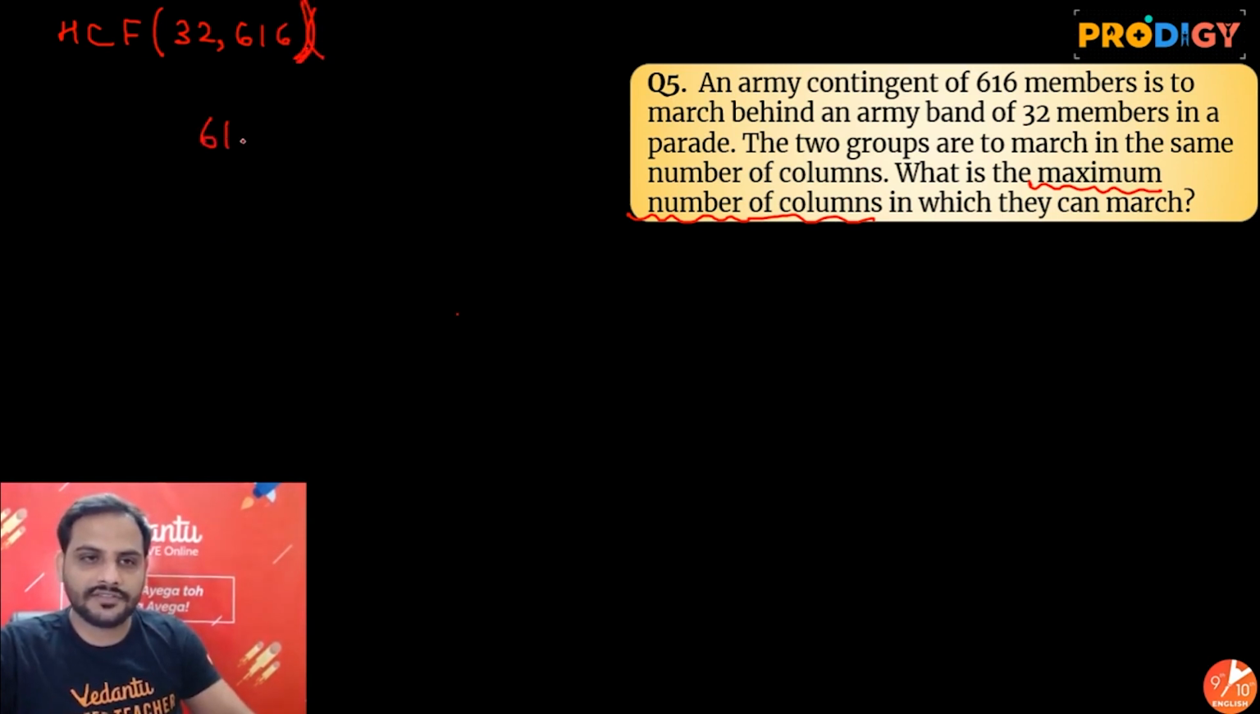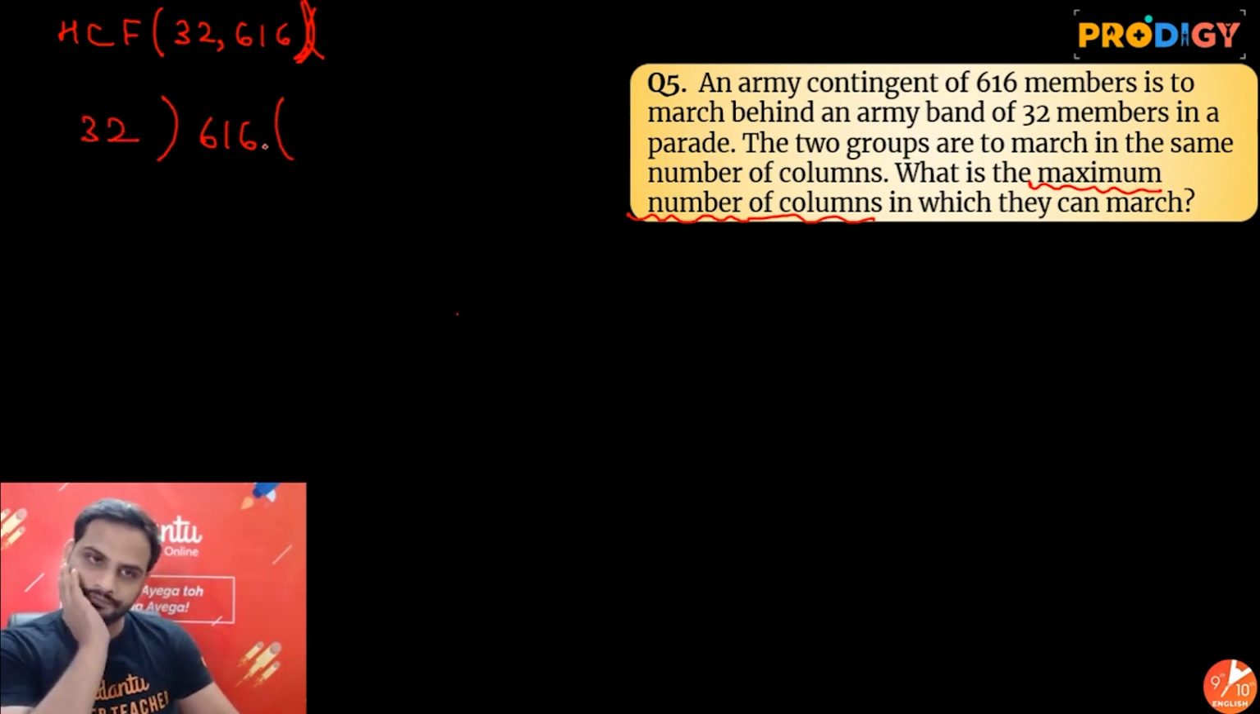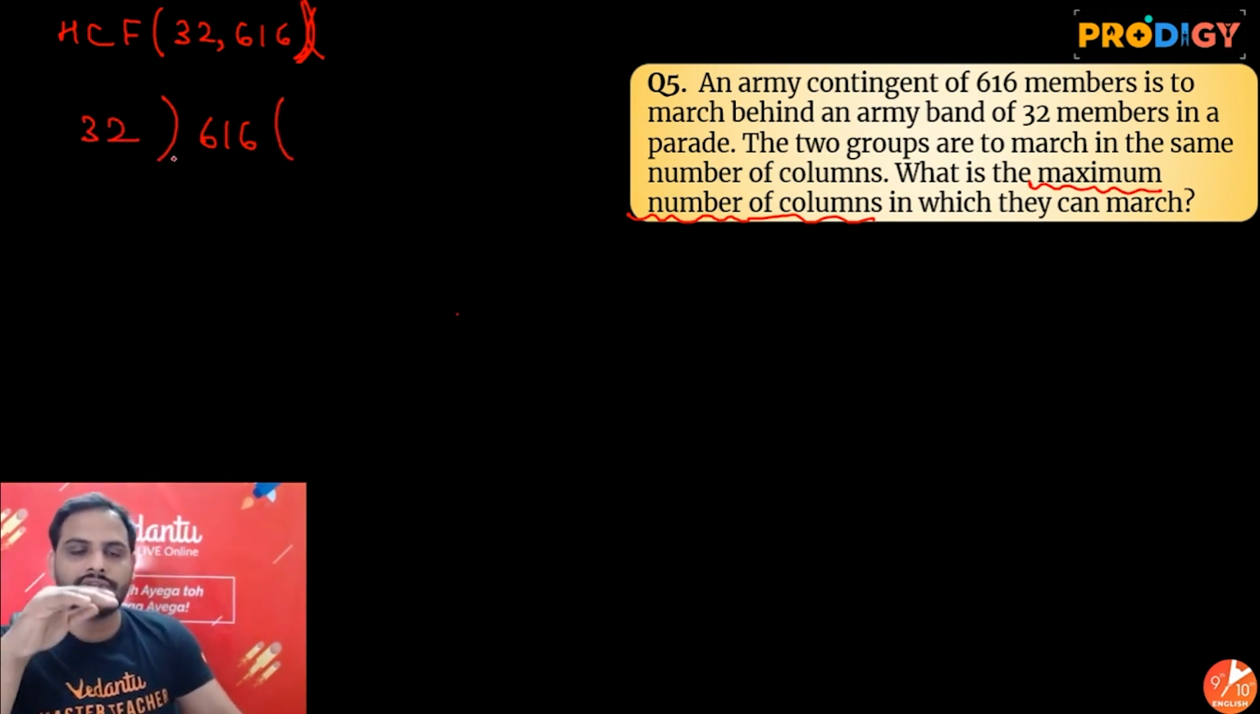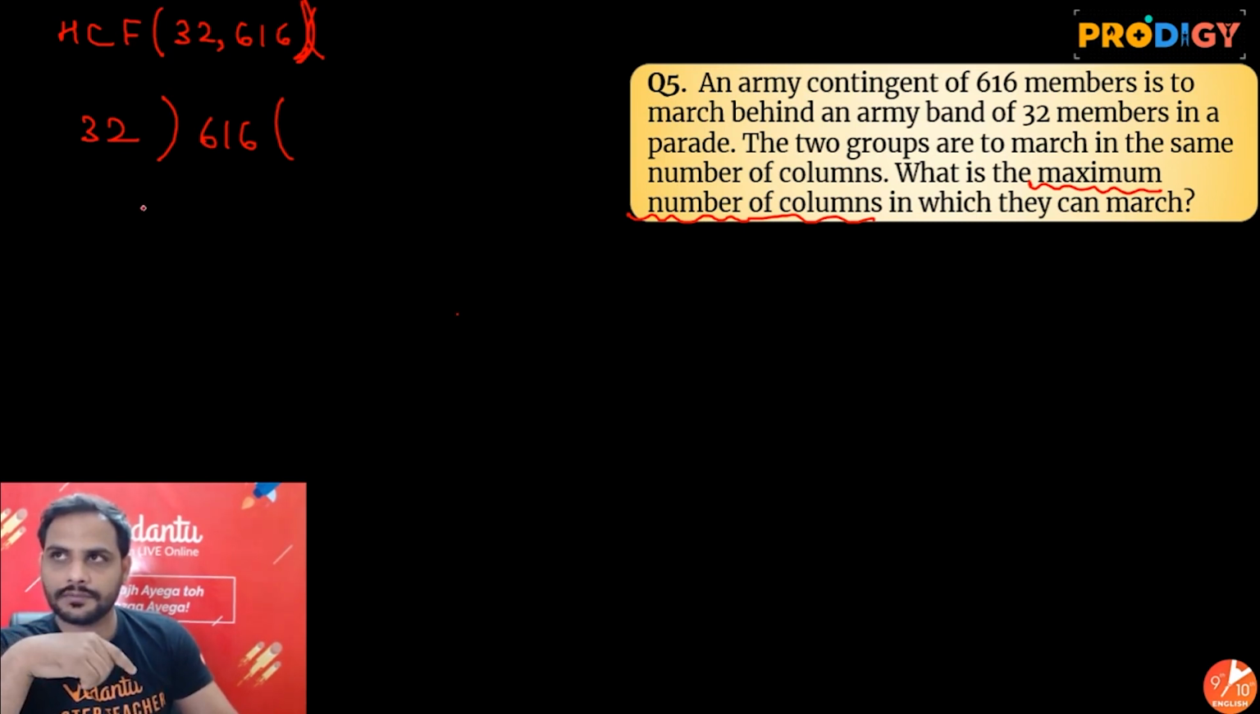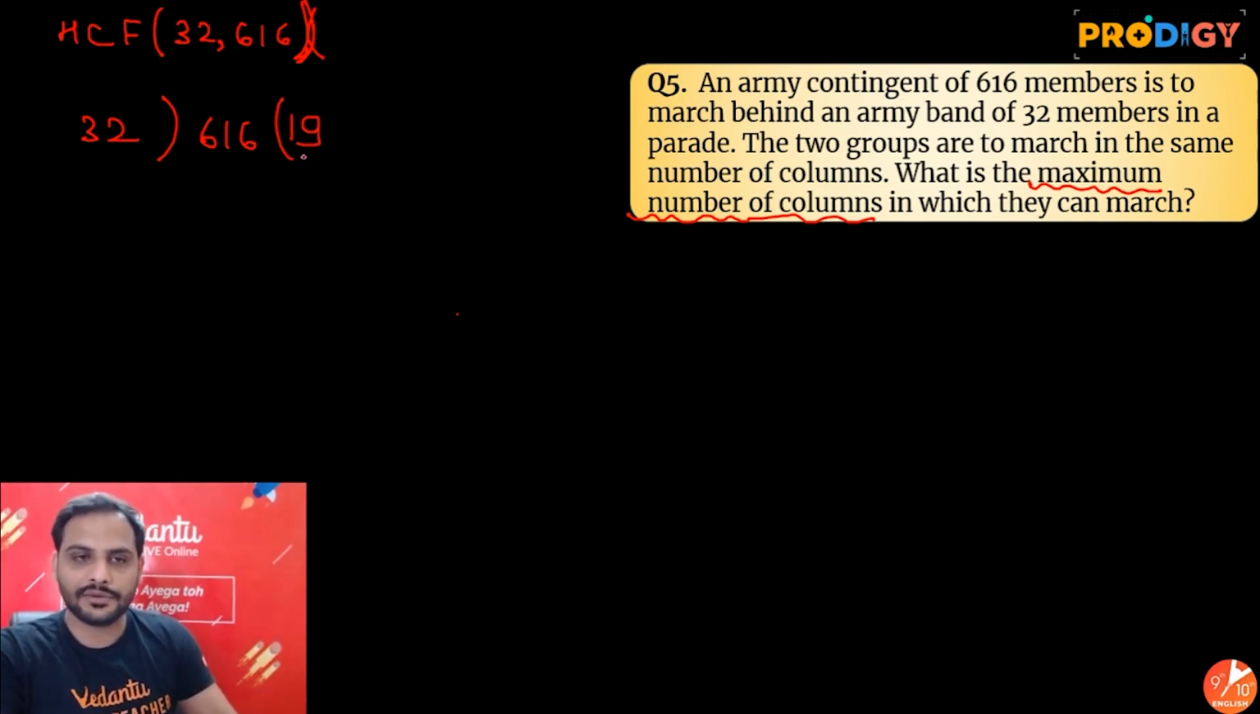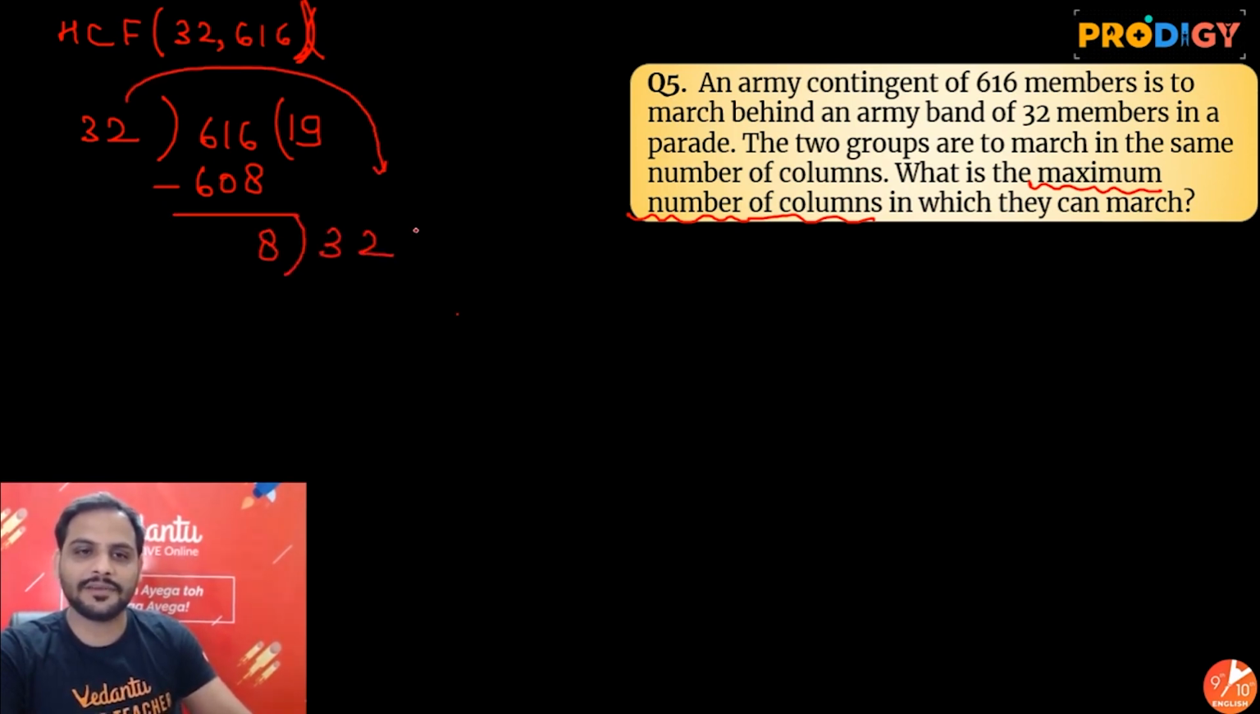Alright. So 616 divided by 32, I know it will be more than 10, less than 20. 32 into 19 times is 640 minus 32, 608. Alright. Subtract them. You have got remainder as 8. Get 32 over here. See, it is over in one step.